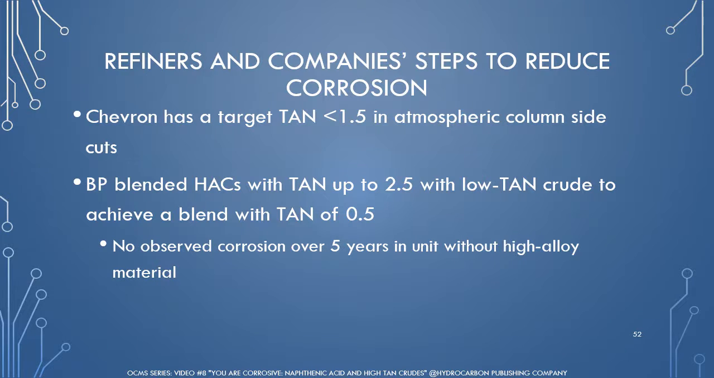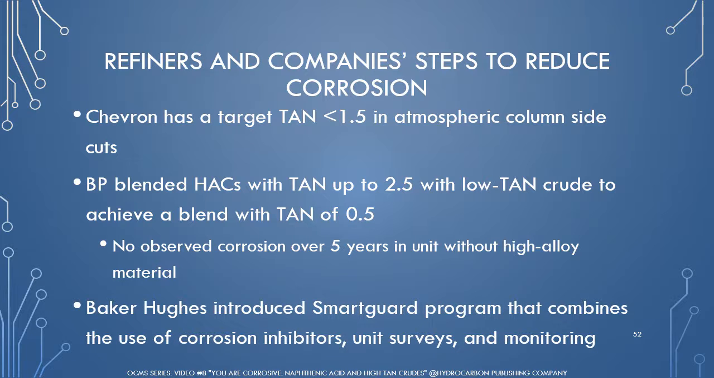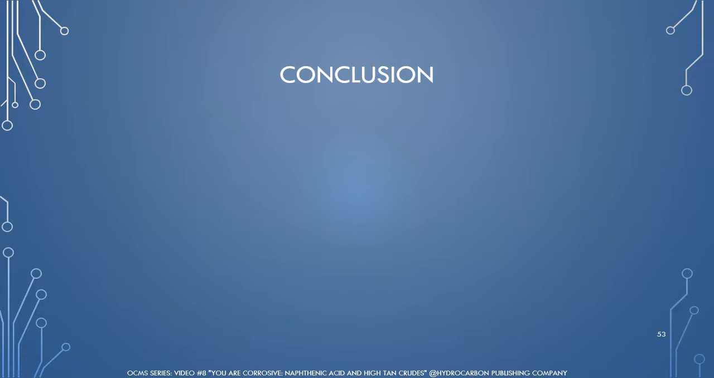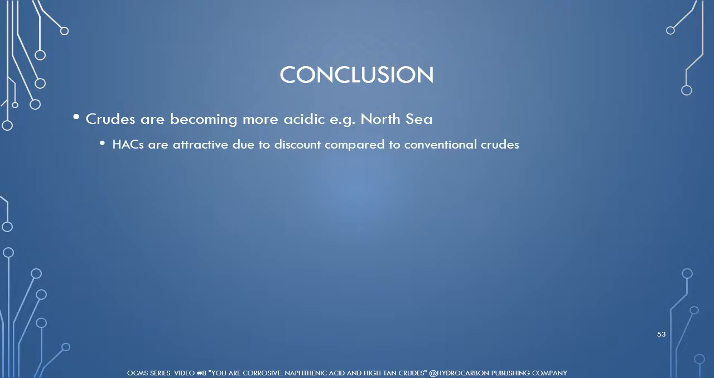Baker Hughes has implemented a program called SmartGuard, which combines chemical inhibitors, unit surveys, and monitoring to reduce NAC. Nowadays, crudes are becoming more acidic, as seen in North Sea production. These crudes are often attractive to refiners due to their discount compared to conventional crudes. Refiners should ask, are they ready to handle HACs?